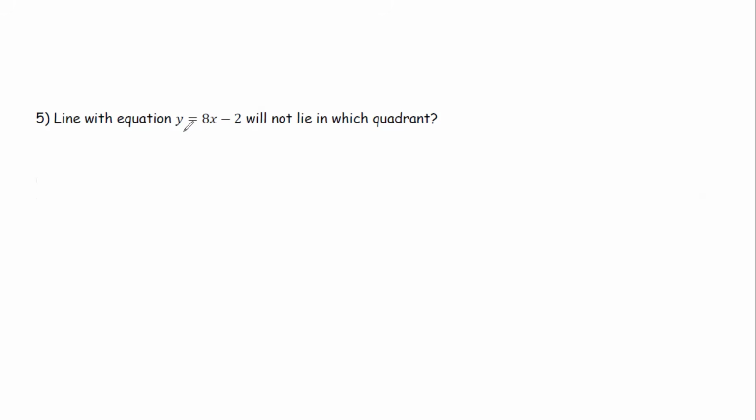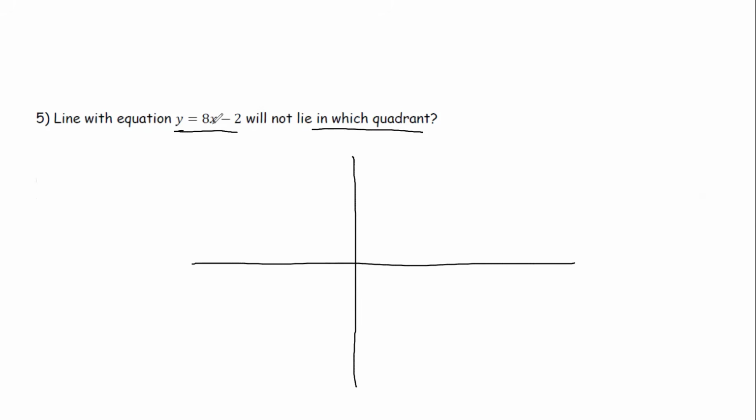The line with equation y equal to 8x minus 2 will not lie in which quadrant? So see guys, draw the y and x axis, and 8 is a positive slope, probably a steeper one. It's going to go like this. But the y-intercept is -2, so it's somewhere out here. You can draw a steep line passing through -2 like this. Any which way, you come to know that it passes through the first, third, and the fourth quadrant.